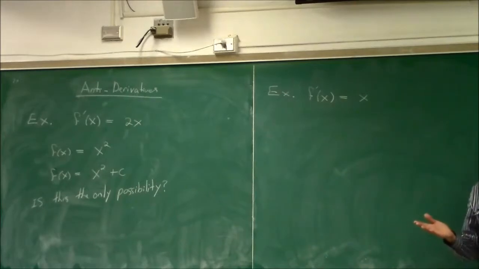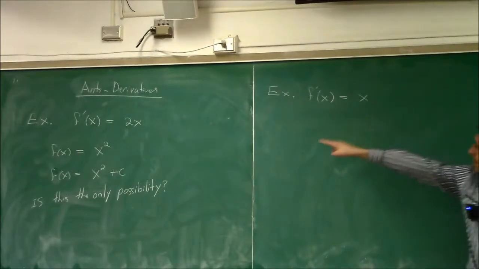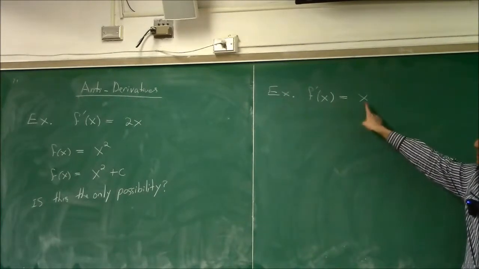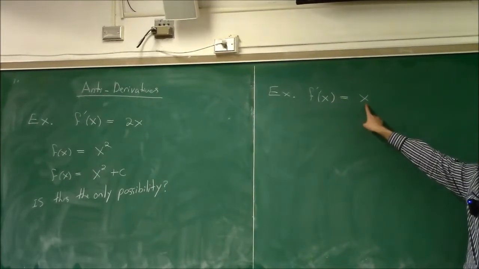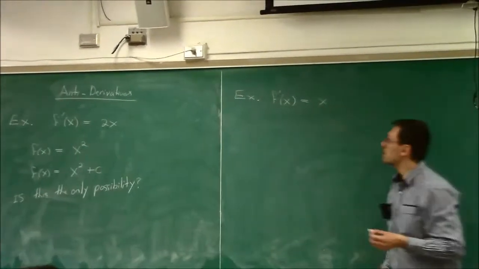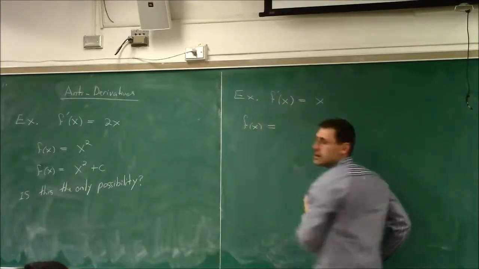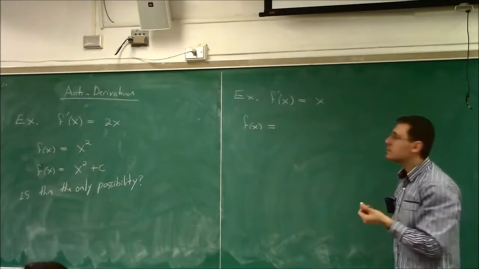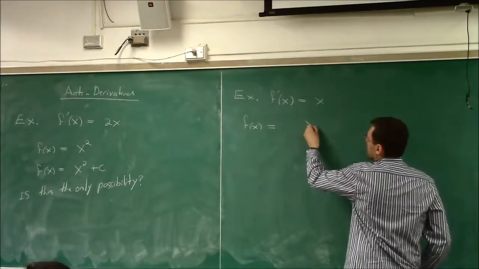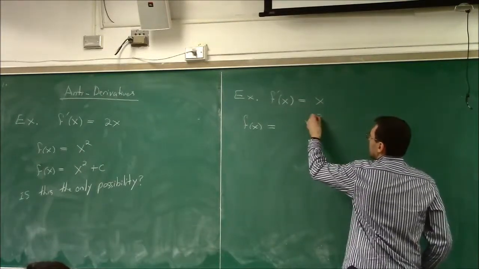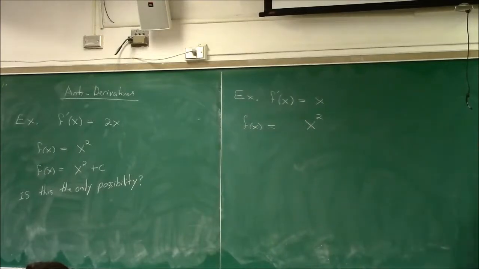You're guessing. How do you guess? So if you got 2x, you guessed x squared. Now, suppose you got x. How do you try to guess what was the original function? Experiment. Take x squared and say this is the guess. Now take its derivative. It's going to be 2x. So how do I modify this guess to make it correct?